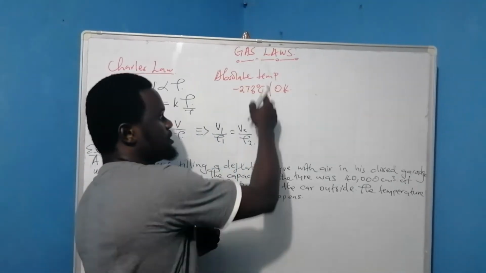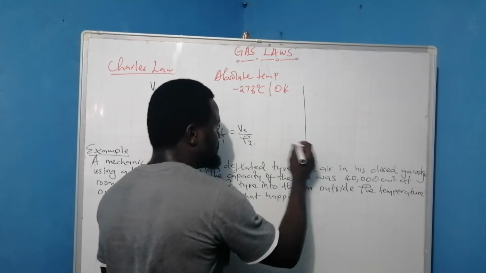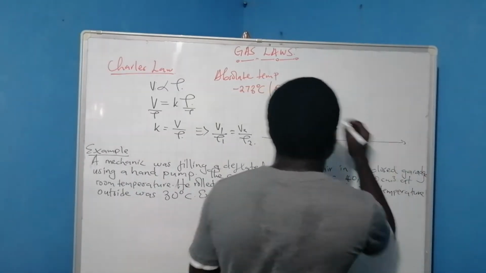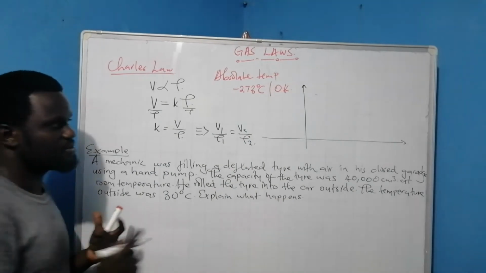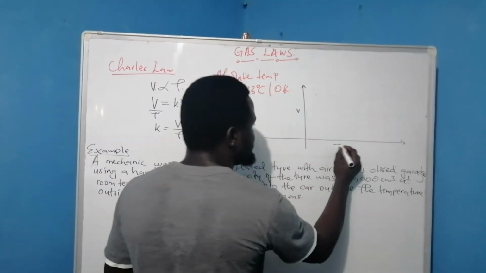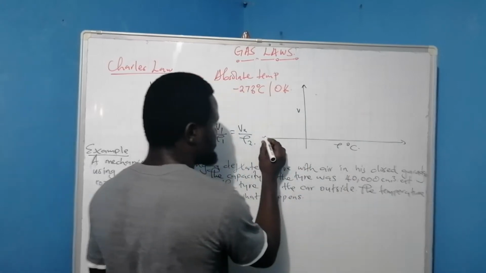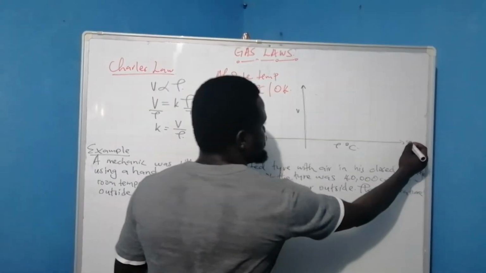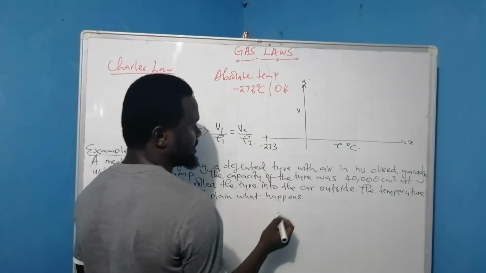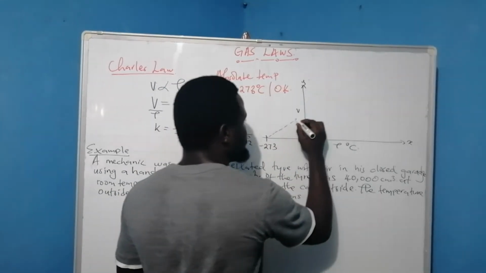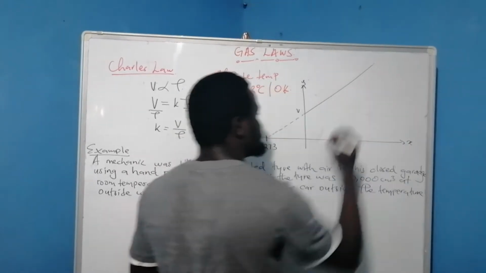So when I use degrees Celsius, this will be the shape of the graph. When I plot volume against temperature in degrees Celsius, I'll have -273 degrees Celsius. I'll extrapolate it from there and I'll have a straight line.